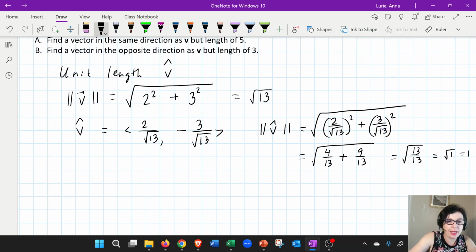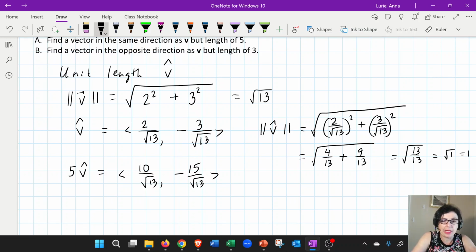Now, the next part is, what if I don't want a vector with length of 1? What if I want a vector with length of 5? If it's 5, all I have to do is multiply v with the hat by 5. So how do I do that? I just multiply each component by 5. I'm going to get 10 divided by the square root of 13, and 5 times -3 would be -15 divided by the square root of 13. You can check that if you compute the magnitude of it, you will see that that's going to be 5. And I'm not changing direction. Direction is still the same.